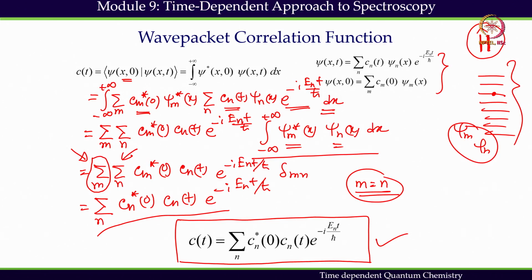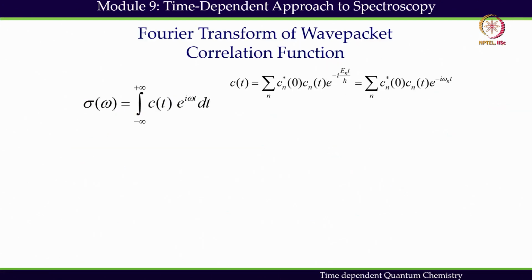Okay. So we have been able to get another form of the time correlation function, which is correlating the wave function at t equals 0 and the wave function at a later time t. Now what we will do is Fourier transform the Wavepacket correlation function. So we have this Wavepacket correlation function C(t), and we will Fourier transform it.